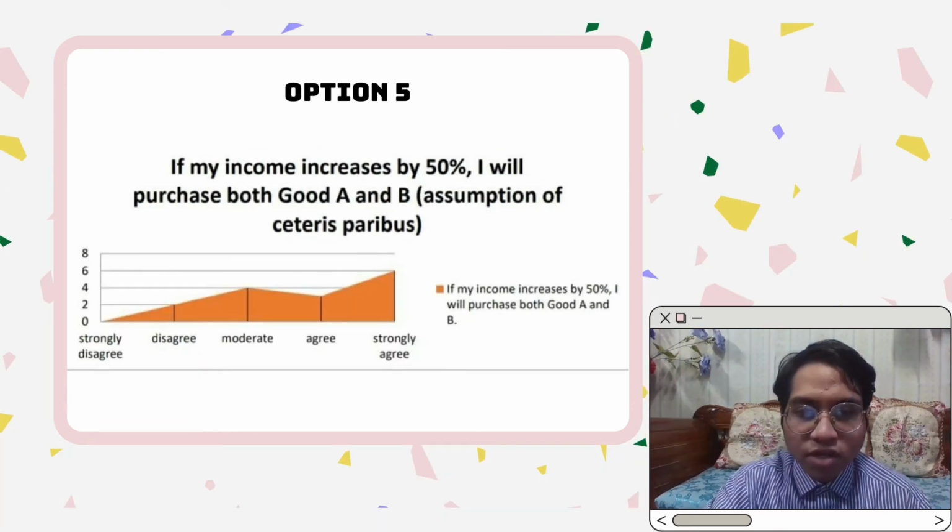For option number 5, if my income increases by 50%, I will purchase both good A and good B. So the highest is strongly agree. They have 6 respondents who chose this, and the second highest is moderate, and they have 4 respondents who chose this, and the third highest is agree. They have 3 respondents who chose this, and the fourth highest is disagree. They have 2 respondents who chose this, and for strongly disagree, they have no respondents who chose this.